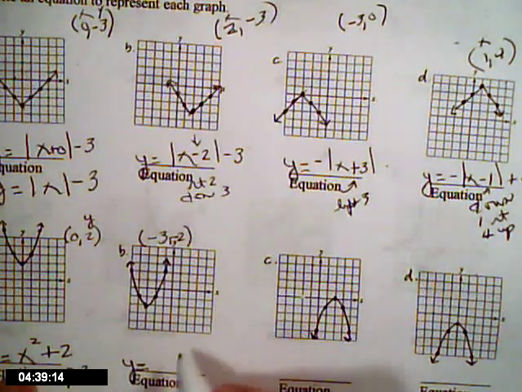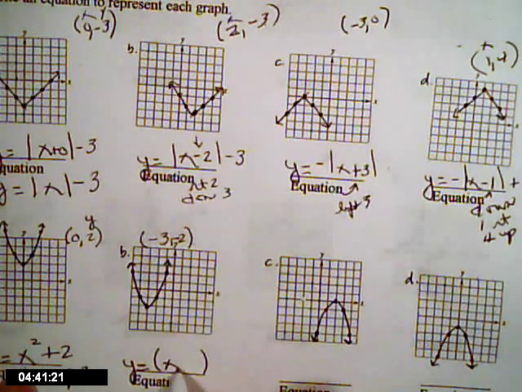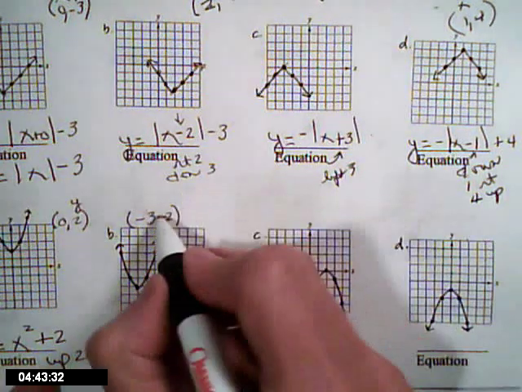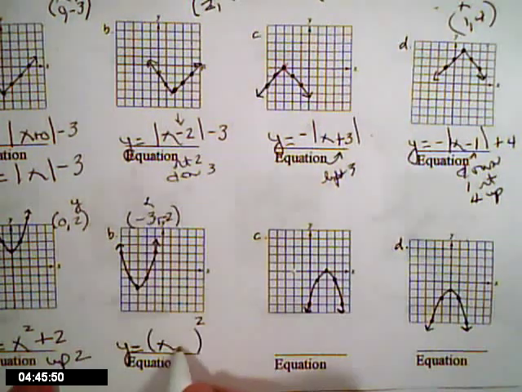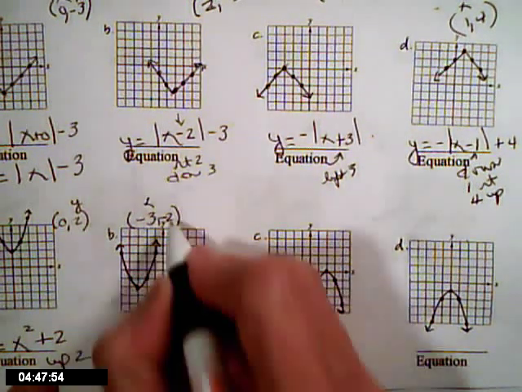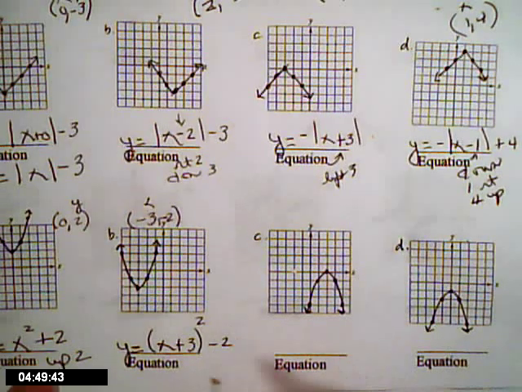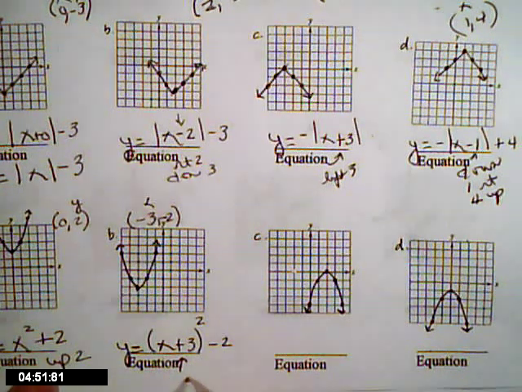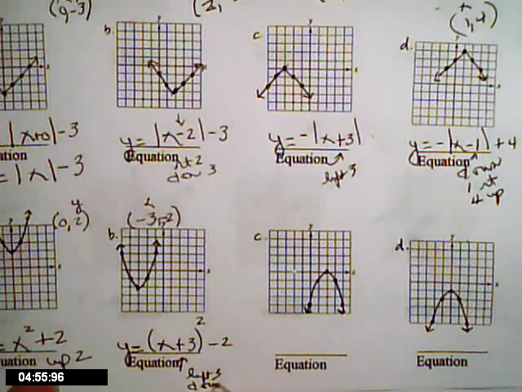Again, this is going to be a parabola. That's x squared. Negative 3 for x goes in as the opposite, plus 3. Negative 2 for y on the end. This graph has shifted left 3 and down 2.